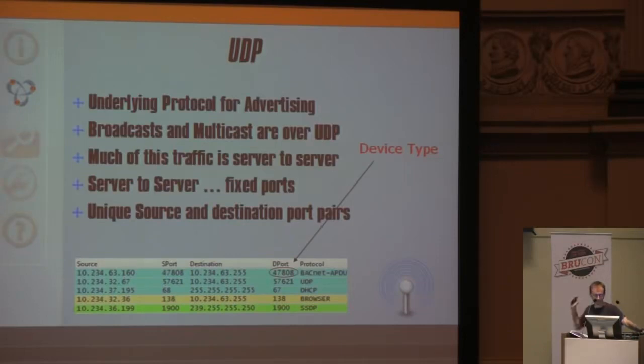We have some examples here. We have the 47808, 57621. There's a unique pair there. 68 and 67, DHCP, 138, 1900. This all contributes to UDP port enumeration, allowing pMap to perform a UDP port scan on these hosts.